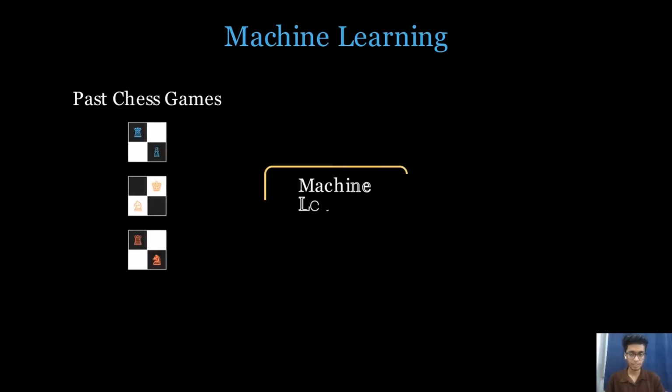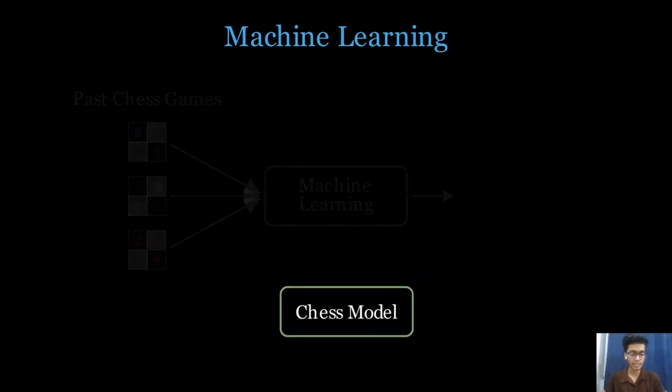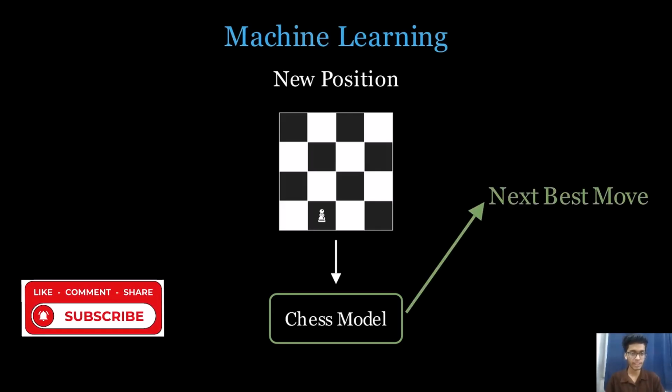In the machine learning approach, we will give past chess games to the model. We will feed these games to the machine learning model, and this model will try to learn patterns out of them, and then it will develop a chess model. This chess model will help us predict the best move for a new position. Okay, this will happen in the machine learning approach.